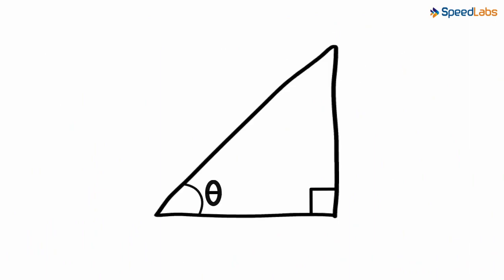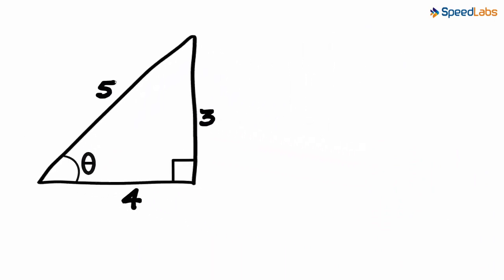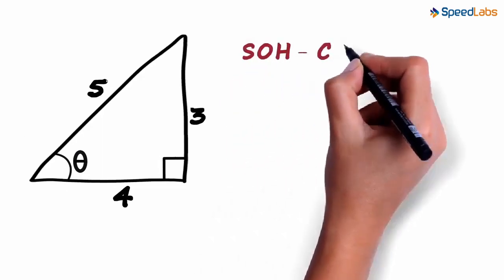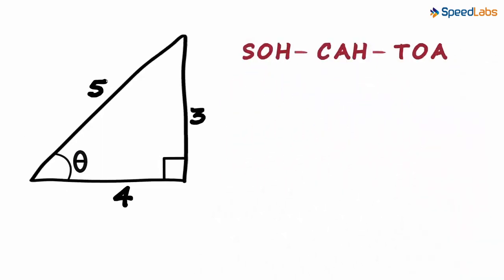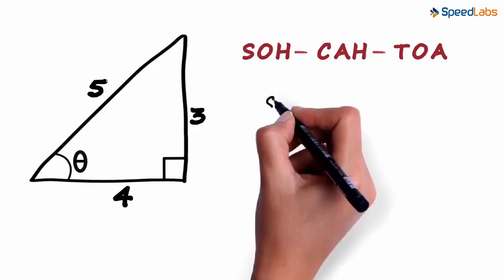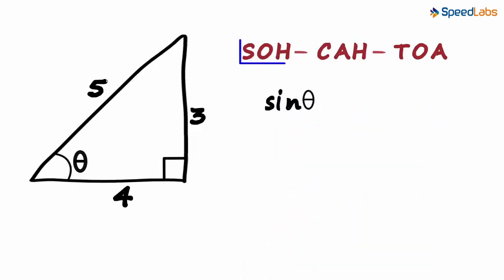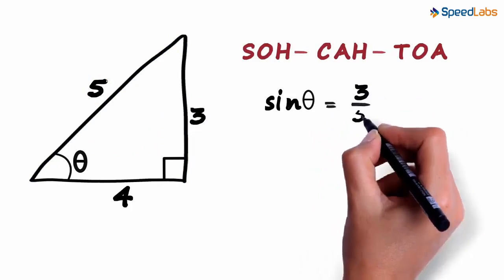Assume we have a right triangle with lengths 3, 4 and 5 units. Before we find the values of sine, cos and tan, let's write our code on top. SOH CAH TOA. Now see how simple it gets. Let's find sine theta first. It's SOH, so sine is equal to opposite by hypotenuse. The side opposite to theta is 3 units long and the hypotenuse is 5 units long. So sine theta will equal 3 by 5.